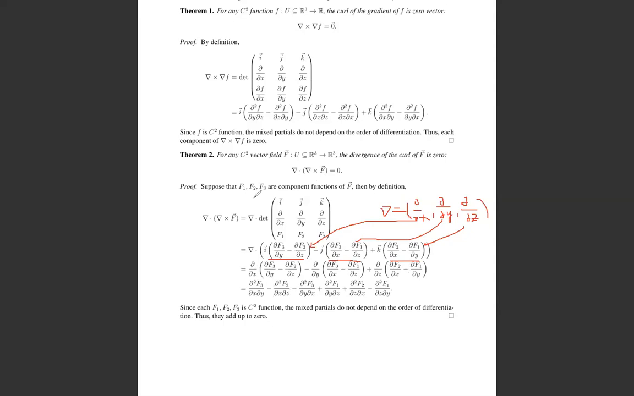Again, the vector field here is C2, meaning each component function is a C2 function. So the order of differentiation doesn't matter for all the mixed partials. So partial of f3 of x and y is the same as f3 of y and x. Again, order doesn't matter, so these two are the same. When they subtract each other, it becomes 0. So it's gone.